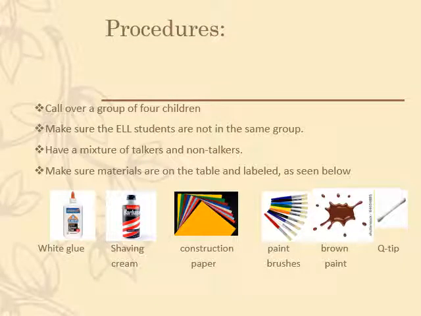The procedure: we want to call over a group of children. If you need to work one-on-one, the project will take a little bit longer. But make sure that your ELL students are not in the same group, because the whole purpose is that they are getting their English in and learning social skills from native English speakers. You want to have a mixture of talkers and non-talkers so those talkers can really get those verbal skills with the non-talkers. And make sure materials are labeled on the table and seen below.